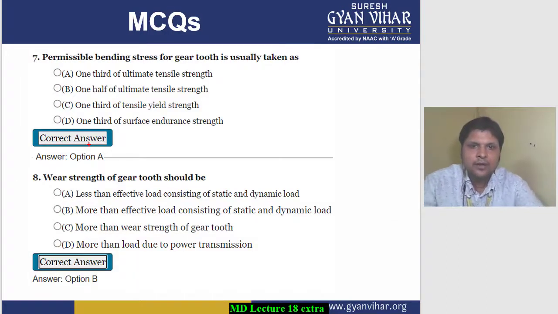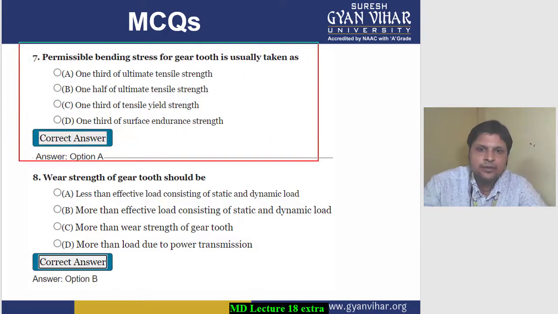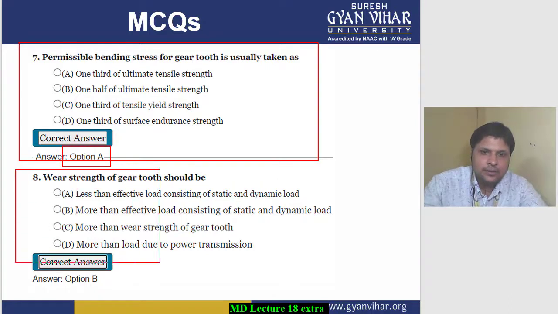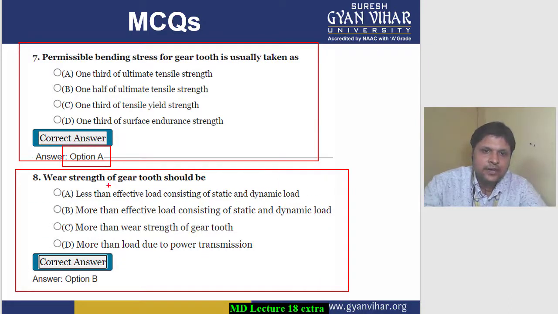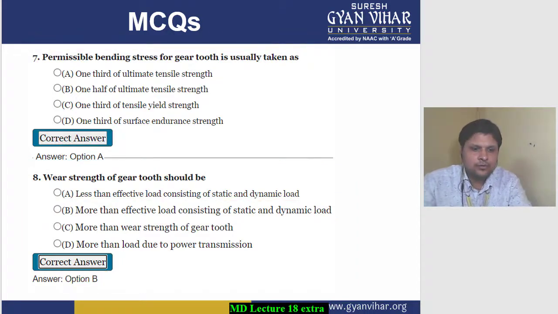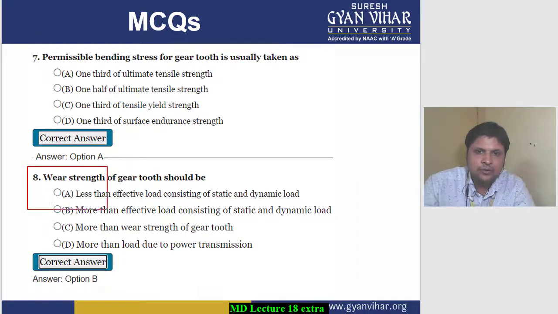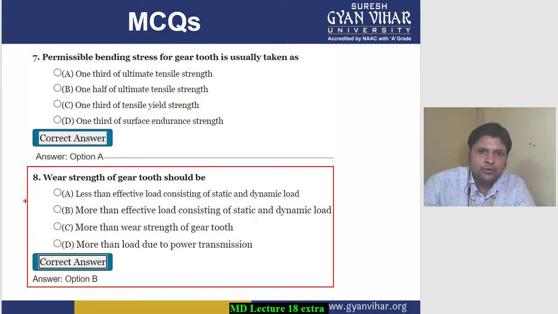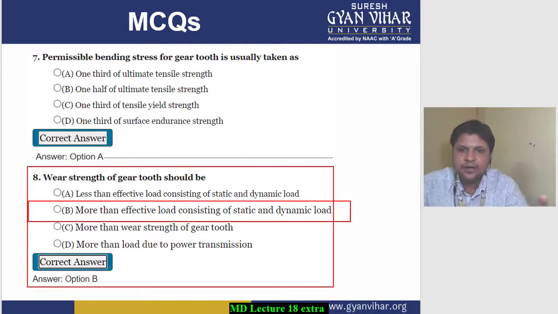Coming to MCQ number 7: permissible bending stress for gear tooth is usually taken as, you can see among all the 4 options, option A is the correct option. Then MCQ number 8: wear strength of gear tooth should be more than the effective load of static and dynamic load. So option B is the correct option.